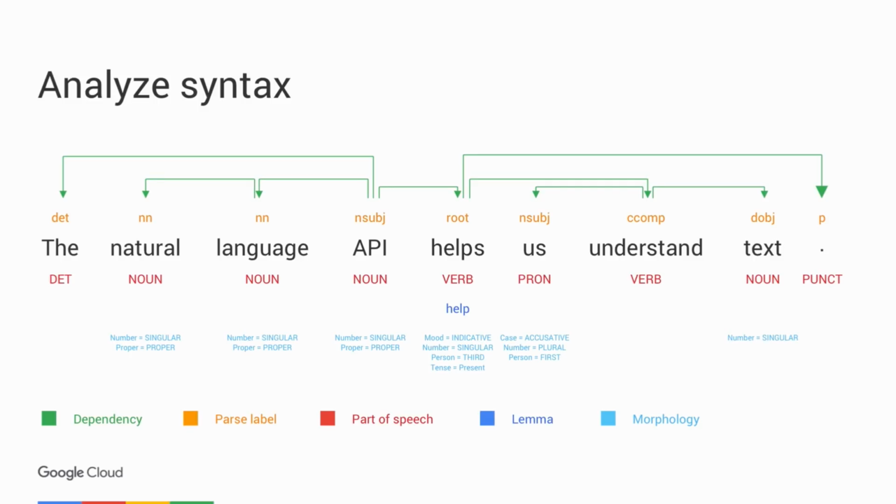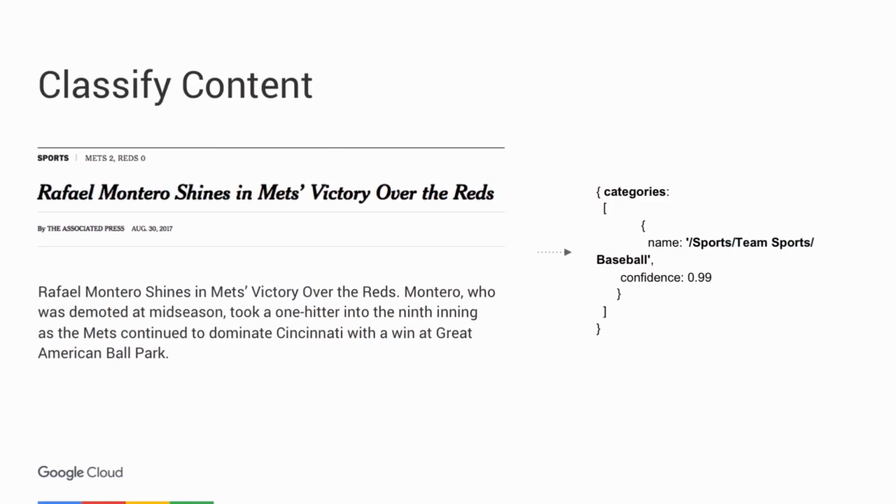And then finally, we get additional morphology details on each word in our sentence. And this is going to be different depending on which language you send to the Natural Language API. The next feature I want to look at is classifying content. So using this feature, you can pass text content to the API, and the content classification method will categorize this text for you into one of over 700 different categories.